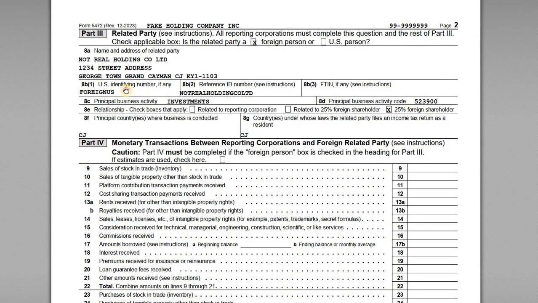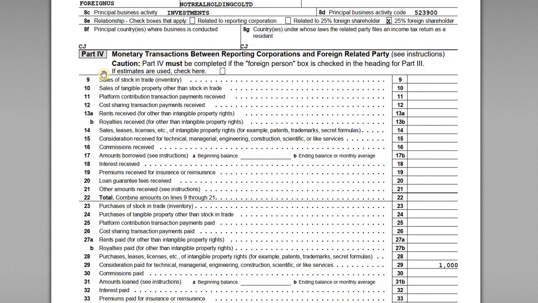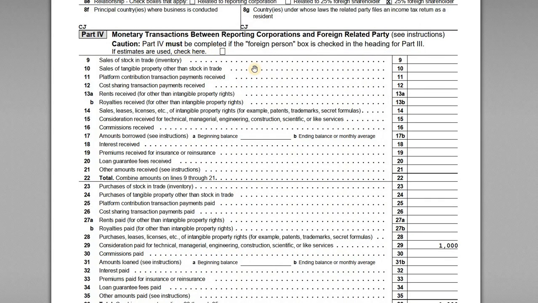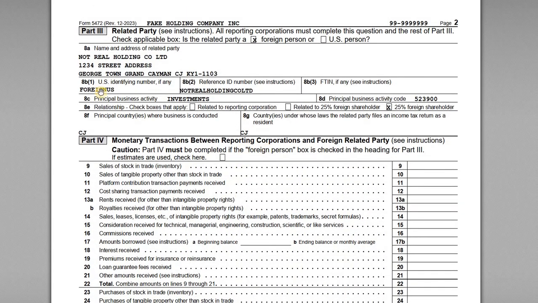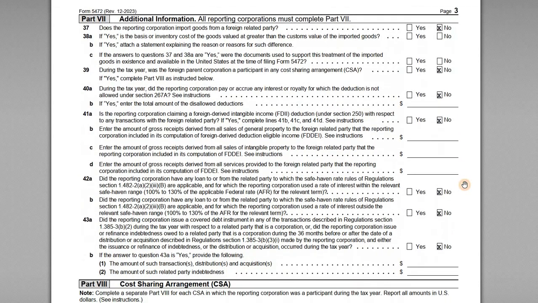And then again, part 3 applies to part 4. So the related party in this context is a foreign person. It's the foreign owner, the Cayman entity itself. And then in line 8, we indicate the relationship is that it is the 25% or greater foreign shareholder. And then again, as we highlighted already, in part 4, we would report any kind of monetary transactions between the reporting corp and the foreign related party listed up here. And so that's where we disclose the $1,000 payment for the shared accounting services.